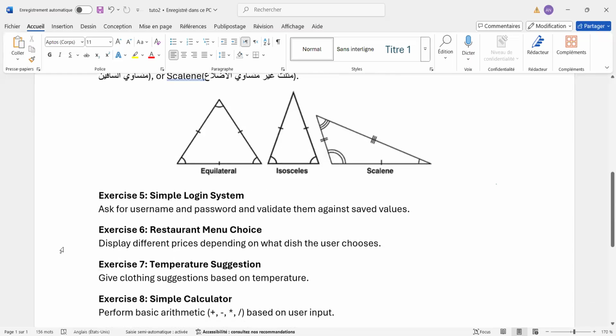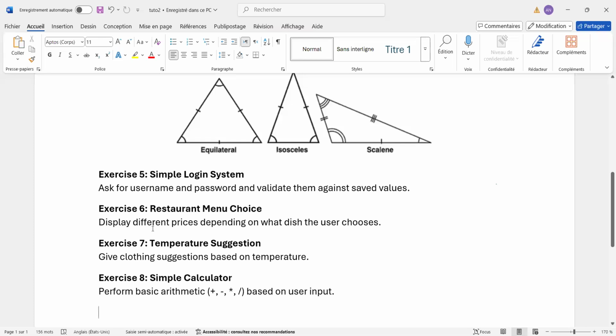So we are going to move to the next exercise. This exercise looks like the previous one, so we're going to skip it. Maybe we're going to work with this one, which is, let's say, the fanciest one among all of these. Okay, so let's work on exercise number 8, which is the calculator.